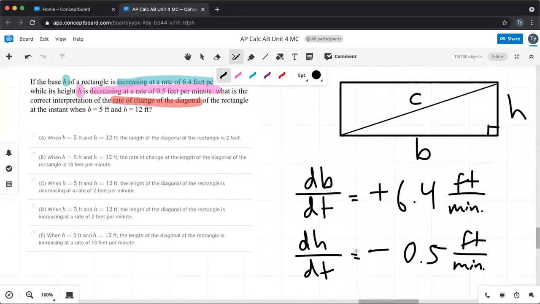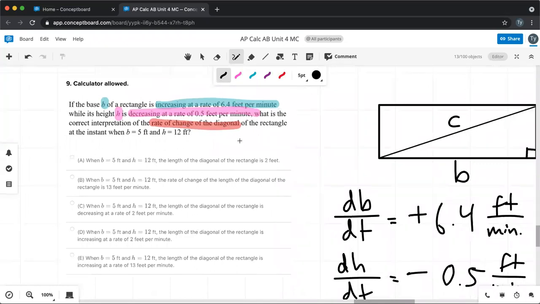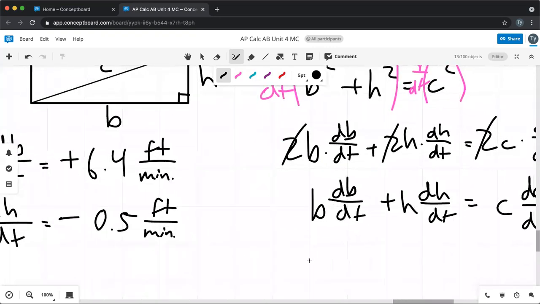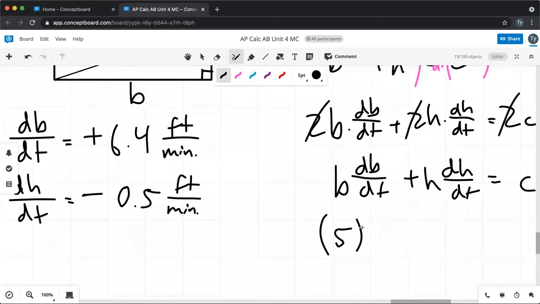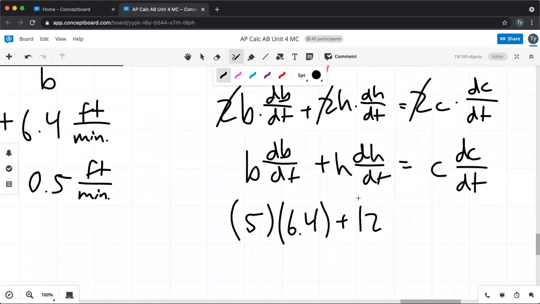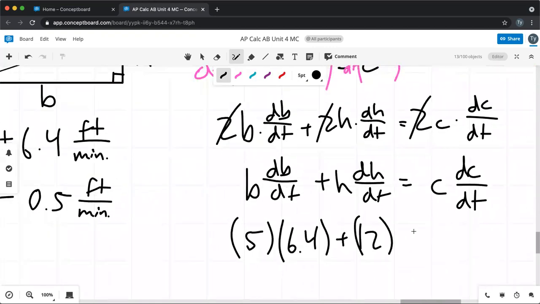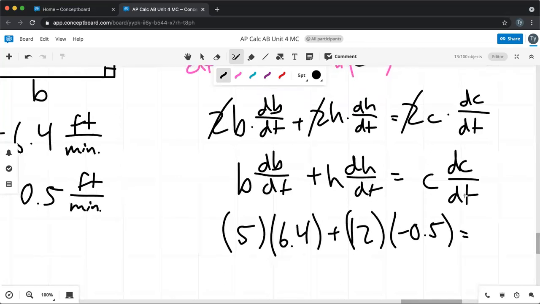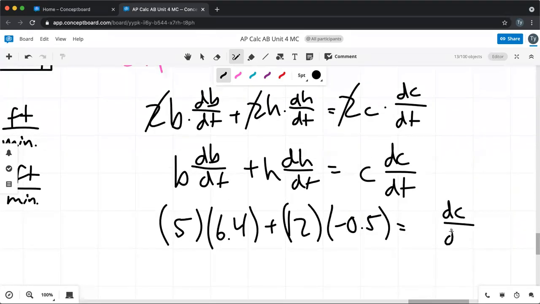All right, and we are looking for the rate of change of this diagonal, in other words, dc dt, when b is 5 and h is 12. So let's plug in all the stuff we know. B was 5. dB dt was positive 6.4. H was 12. dH dt was negative 0.5. We're looking for dC dt, so that should be left blank.